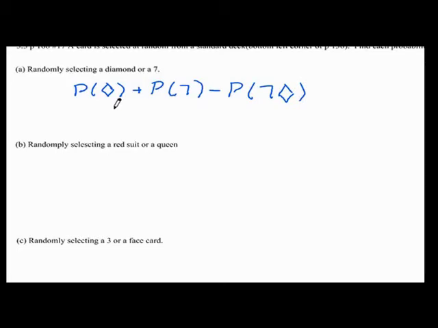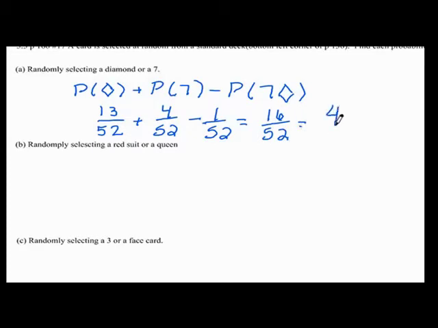So how many diamonds are there in a deck of cards? Well, there's 13 diamonds, there's one suit. There's 4 suits. There's diamonds, clubs, hearts, and spades. So 1/4 of the 52 is going to be 13. Plus the probability of a 7, there's 4 of each number, so it's going to be 4 out of 52. And then we're going to subtract the 7 of diamonds, which is 1 out of 52. So that'll leave us with 16 out of 52, which reduces to 4 out of 13.